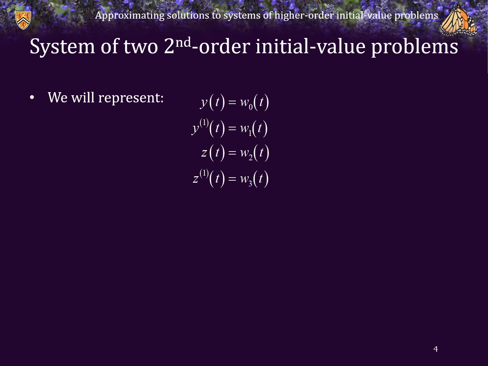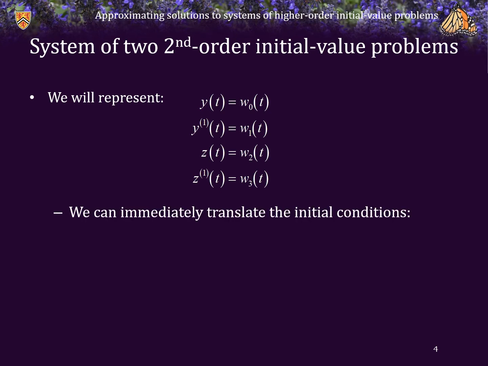So now the unknowns will be all the lower derivatives other than the highest derivative of each of the functions. So in this case, there's y and y prime, as well as z and z prime. So we will let the unknown functions w0, w1, w2, w3 represent these in order. All right, so now we have four functions w0 through w3.